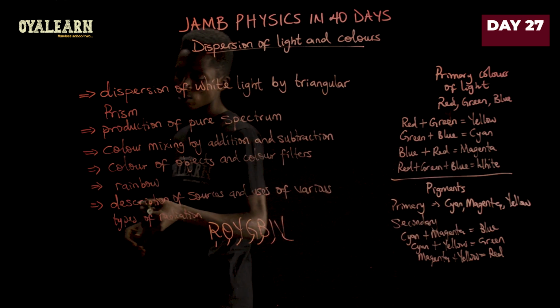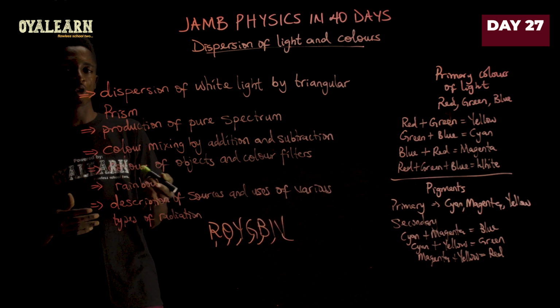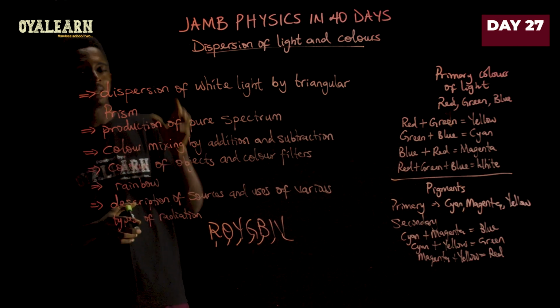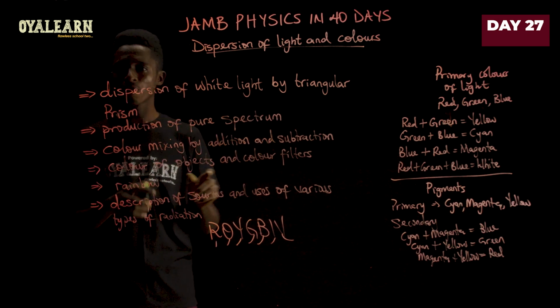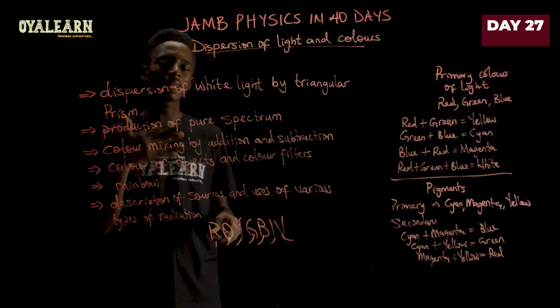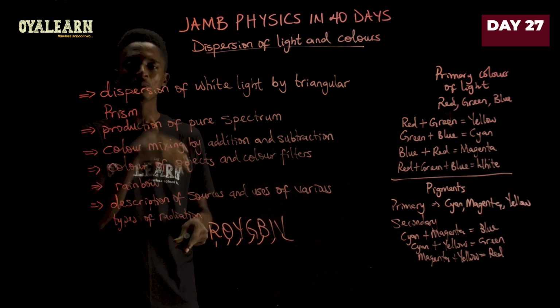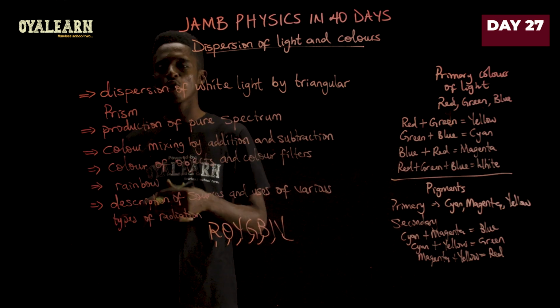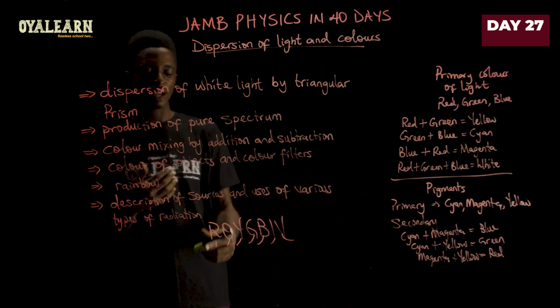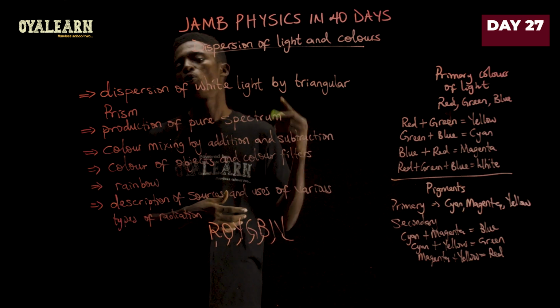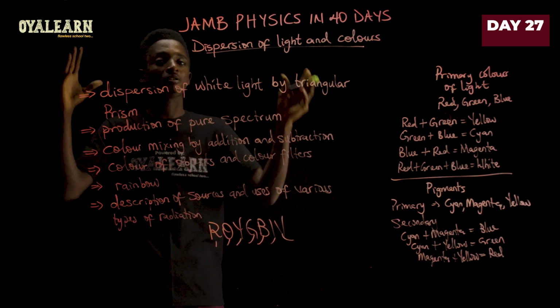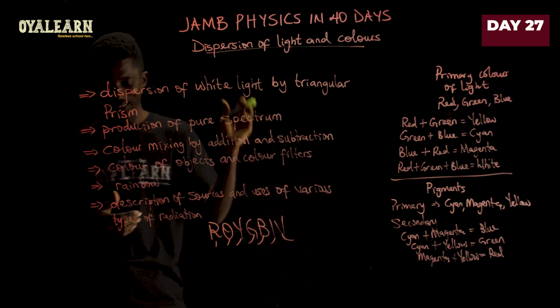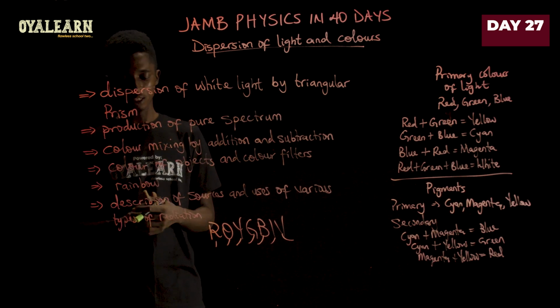Now, you are also expected to be able to explain how rainbow formation occurs. I have mentioned that while talking about dispersion of light. So once again, for clarity, when white light passes through water drops from the rain, it disperses into the different colors that are in white light, such as red, orange, yellow, green, blue, indigo, and violet, which forms the rainbow arch that we see in the sky when it is raining.